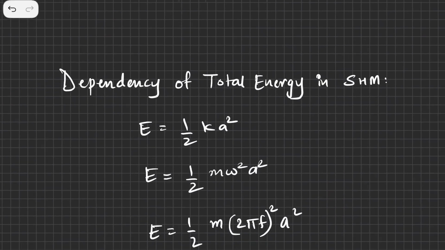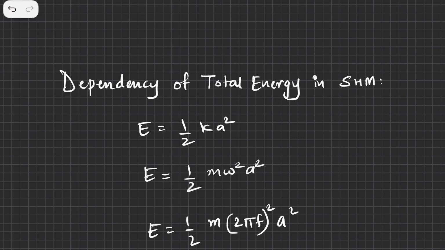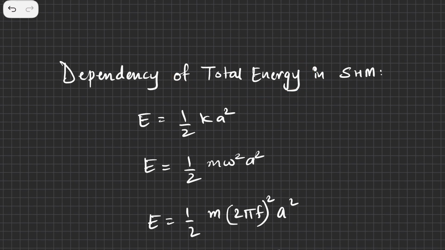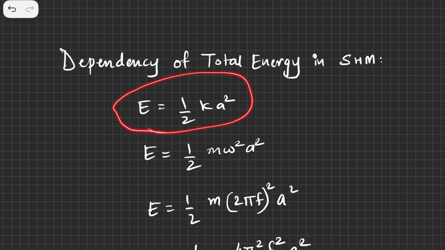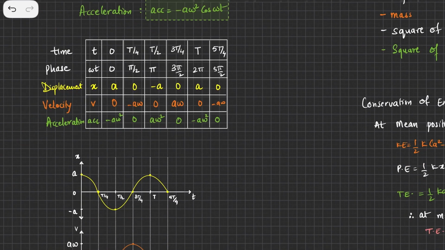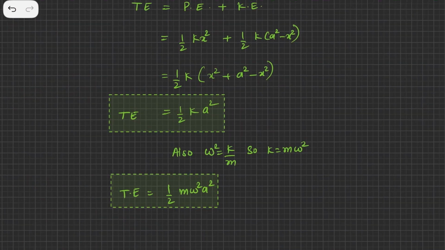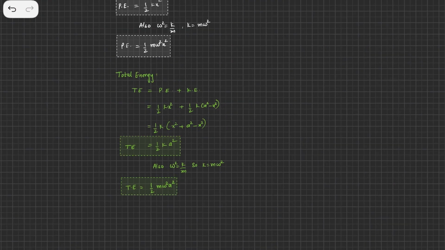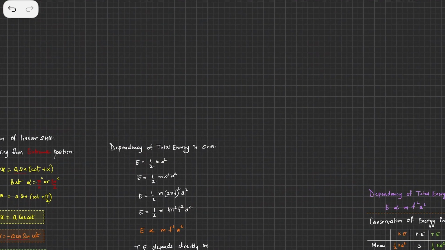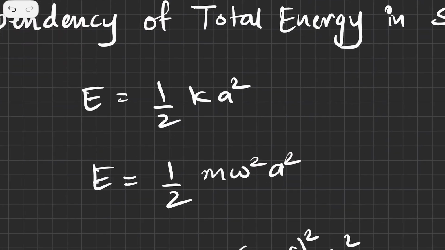So dependency of total energy in simple harmonic motion. If I want to find out on what factors total energy depends, then we are going to use the equation for total energy in SHM. This we have derived in one of the previous videos. Total energy is equal to half of K a square. Today we are going to use that same equation, half of K a square.